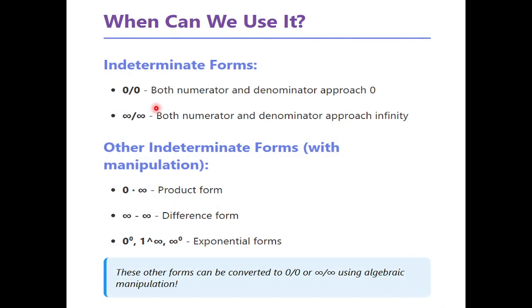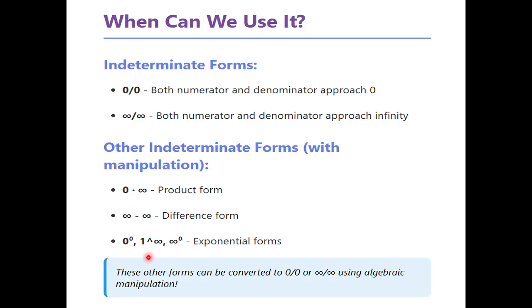When we use it, it deals with only two indeterminate forms, which are 0 over 0 or infinity over infinity. Other indeterminate forms are 0 multiplied by infinity. There are also two answers for such a form. If we multiply 0 by a number, then the answer becomes 0. But if we multiply 0 by infinity, then the answer becomes infinity. So there are two answers for one form, and such forms are indeterminate forms.